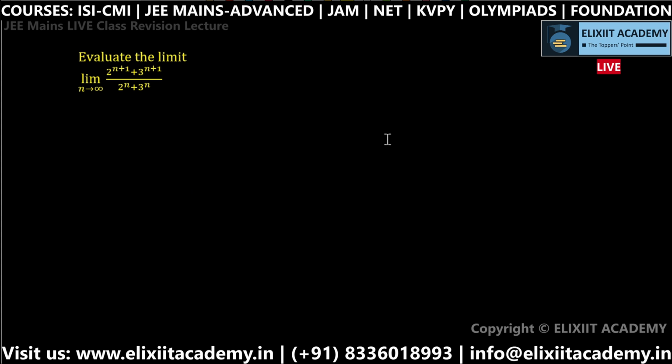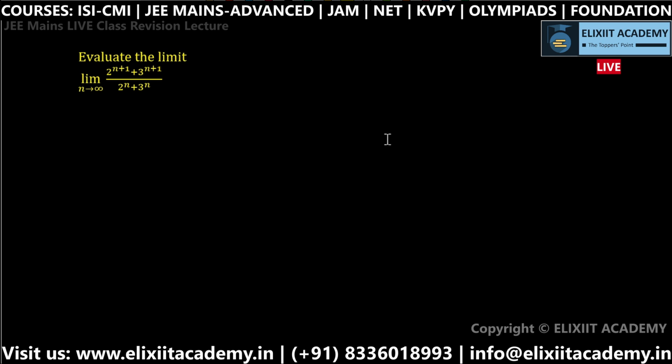Limit n tends to infinity, (2 to the power n plus 1 plus 3 to the power n plus 1) divided by (2 to the power n plus 3 to the power n). This is once again a very basic question. If you see, it is comparatively a much easier question. So let's see how to solve this.